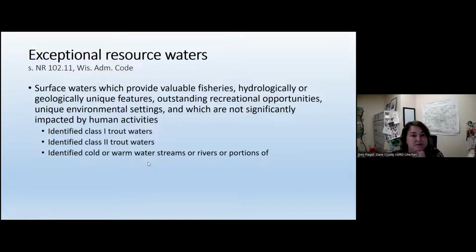Exceptional resource waters are another one also defined in NR 102. A lot of those are trout streams throughout the state. And again, those are available on DNR's website. And those standards mostly apply, or those definitions mostly apply to the nutrient management standard.